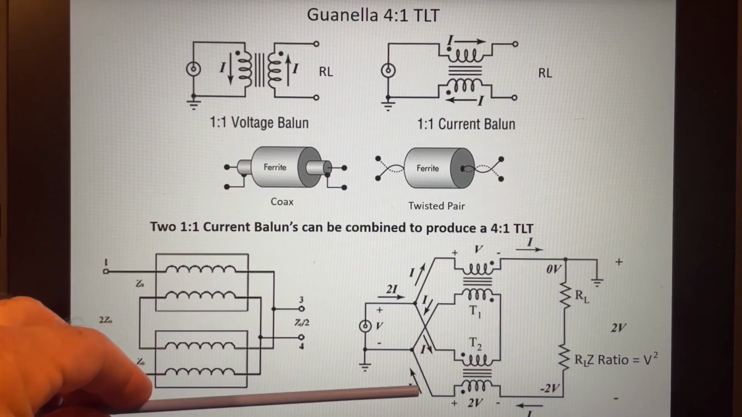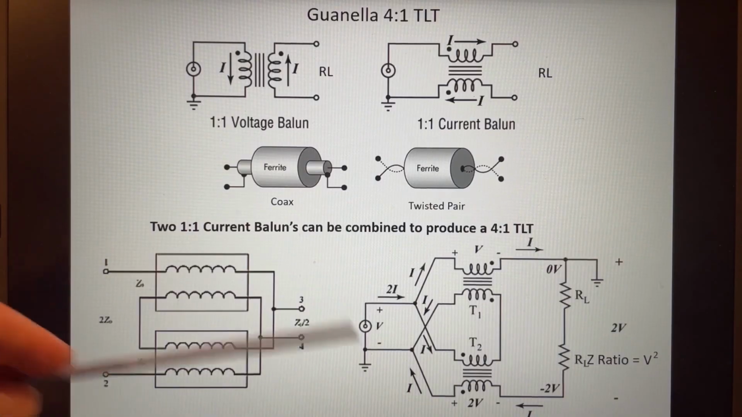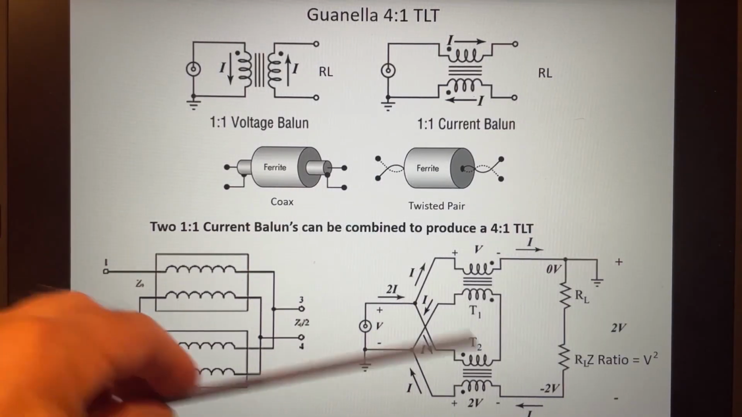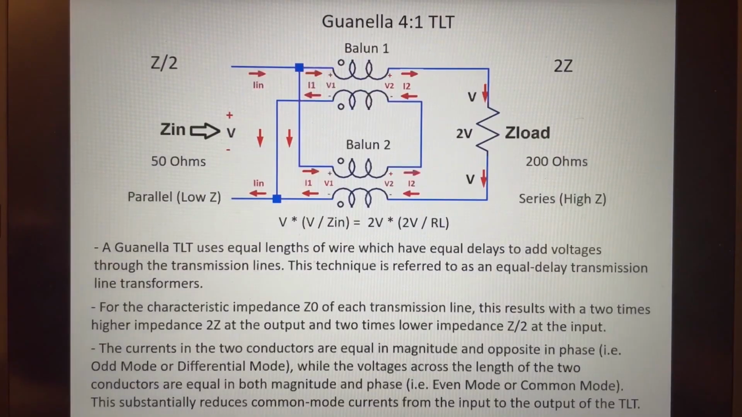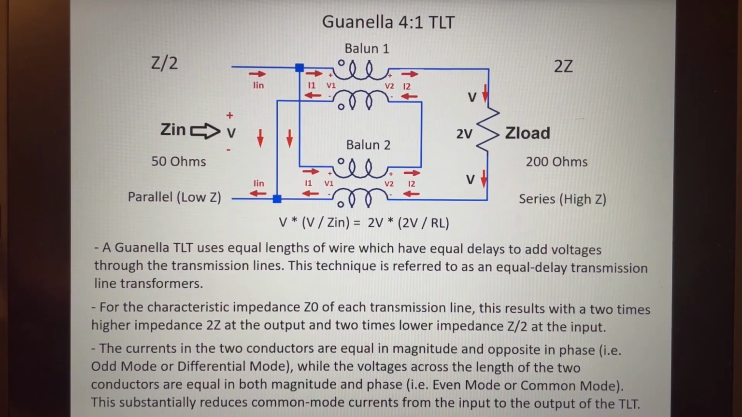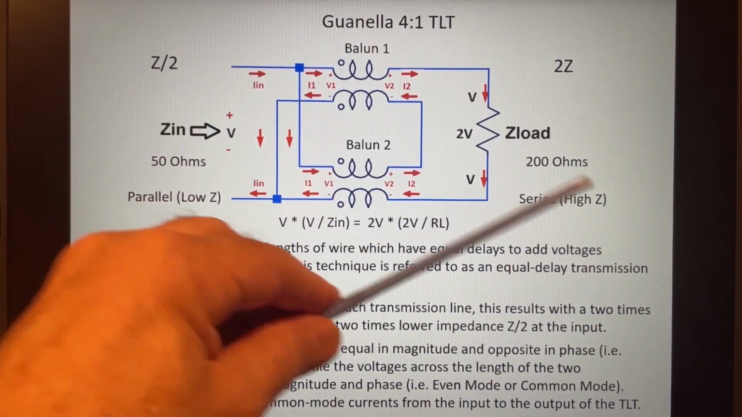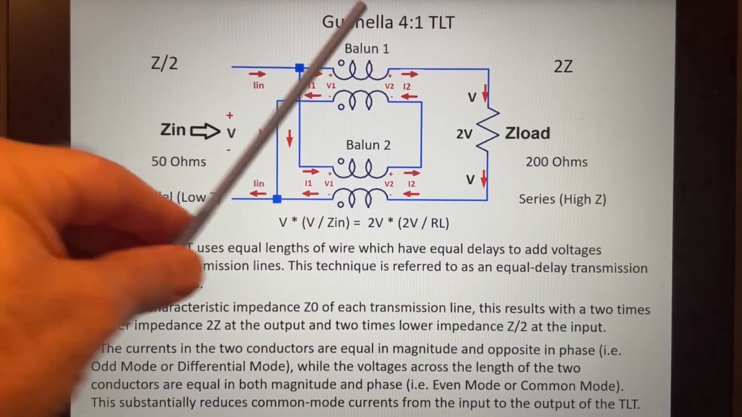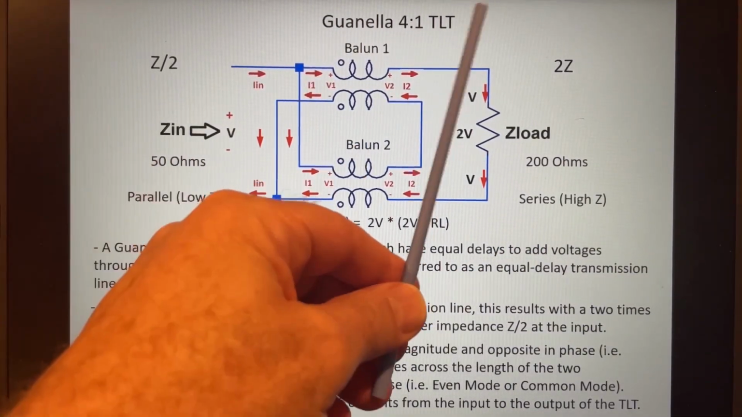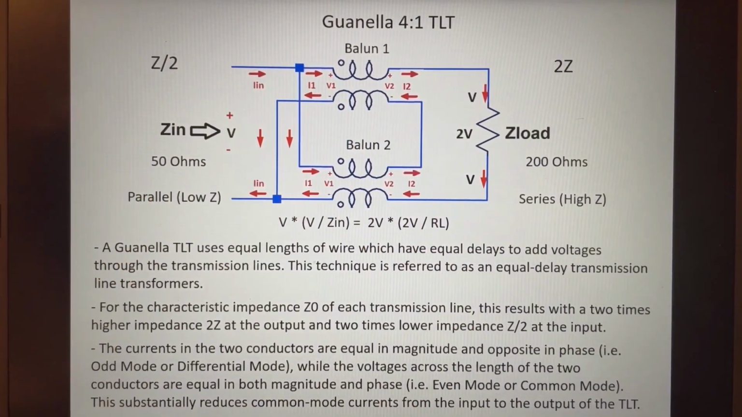There are different configurations that are used here, but this is typically what they look like. So let's take a deeper dive into this. This is a 4-to-1, so we typically use this for impedance transformation to go from 50 ohms, on the low impedance side, to 200 ohms, on the high impedance side. And you can use different configurations to determine different impedance ratios.